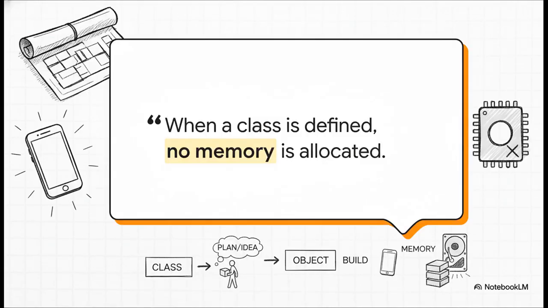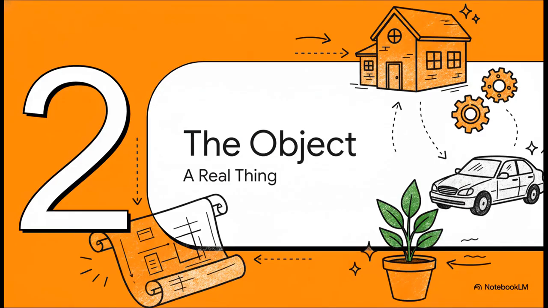Now, this is a really crucial point. Just because you've drawn up the blueprint doesn't mean you've built a phone, right? It doesn't take up any physical space, and in the computer's world, it doesn't take up any memory. It's just an idea, a plan sitting there, waiting. So, if the class is the plan, what happens when we actually build something? Well, that's where the object comes in.